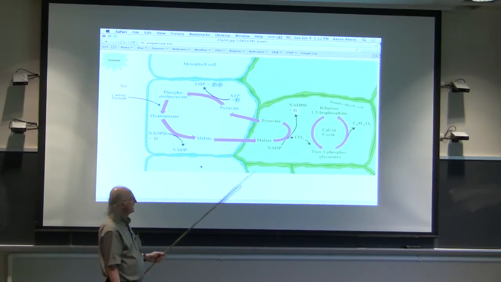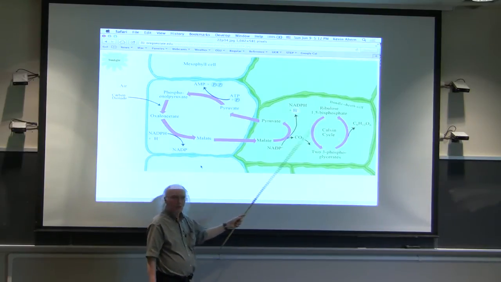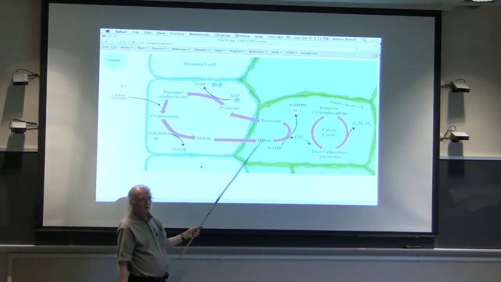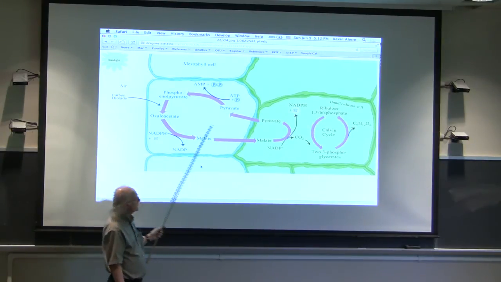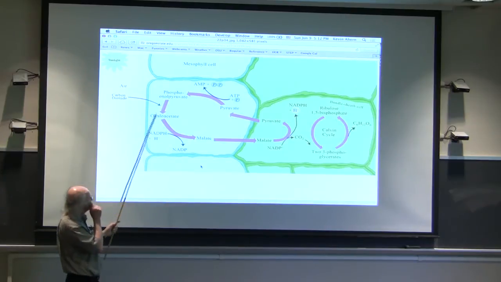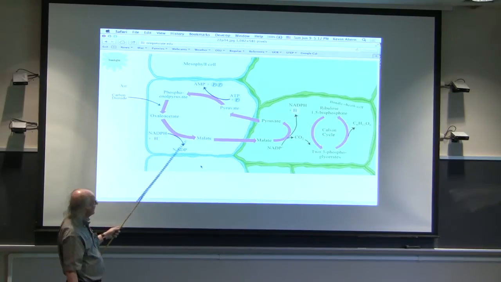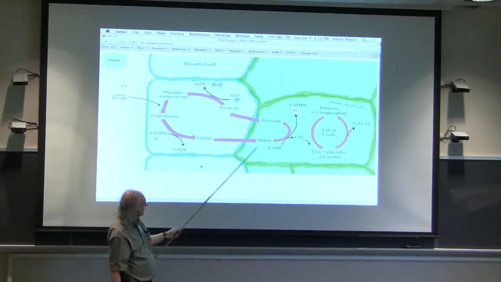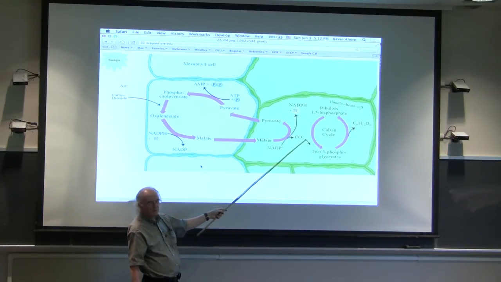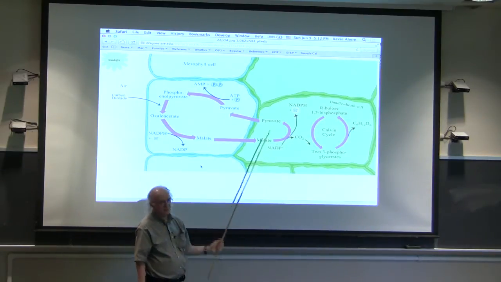A C4 plant has simply figured out a way to concentrate the CO2 without losing the water that it would otherwise have to do to get that CO2. Okay, so it does it by using this carboxylation reaction out here that grabs the carbon dioxide and puts it onto PEP to make oxaloacetate, and then transports that four carbon molecule into this cell where the Calvin cycle is going on, and drops off the CO2.